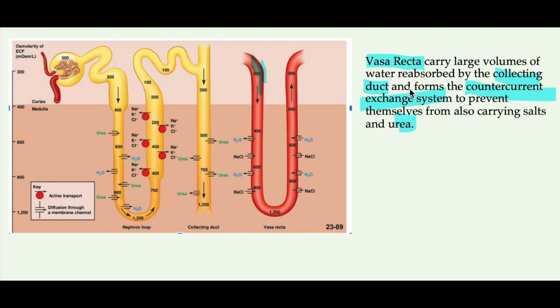Now you might be wondering, why is the vasa recta even here? Well, in our anatomy portion of the urinary system, we talked about the vasa recta being the blood supply for the medulla, so it's inevitably going to interject. Now, the countercurrent exchange system prevents them from also carrying salts and urea, which maintains the osmolarity. If they did take salts and urea, we wouldn't have that osmolarity and we wouldn't have water reabsorbed, which would dehydrate us, and our body, our tissues wouldn't get the necessary water we need.